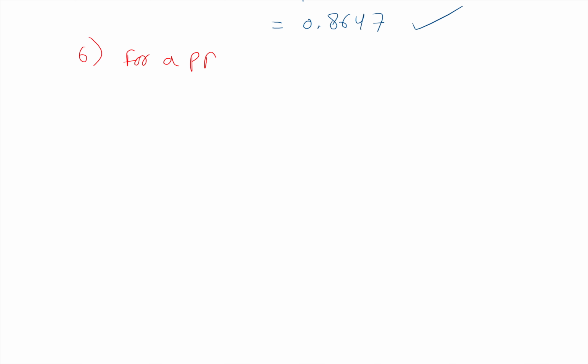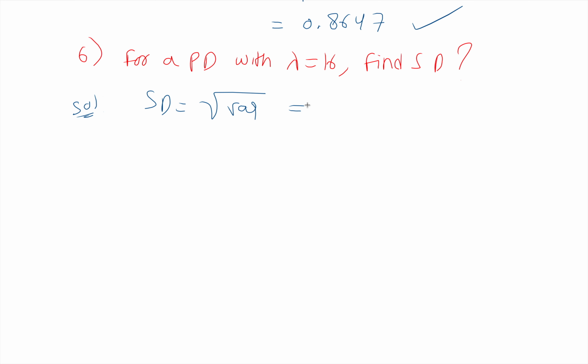For a Poisson distribution with lambda equal to 16, find standard deviation. We know standard deviation is equal to square root of variance. For Poisson distribution, mean is equal to variance is equal to 16, and square root of 16 is 4. Then standard deviation is equal to 4.